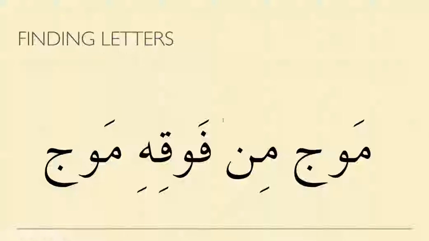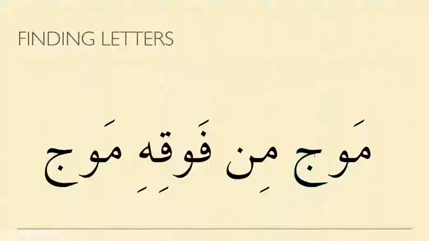Mawjun min fawqihi mawj. Waves directly above which are more waves. Allah subhanahu wa ta'ala describing a picture of misguidance in the Quran. Mawjun min fawqihi mawj. Mawj, notice we have this sound O. How do we get this O sound? By the waw being preceded by the fatha. We do not pronounce it mao, nor do we pronounce it more, but rather mo, mo, moj.